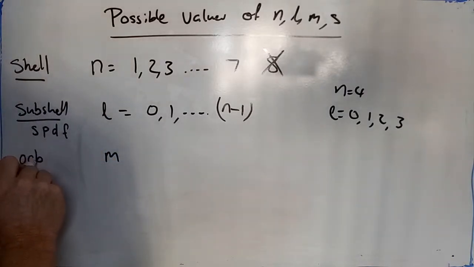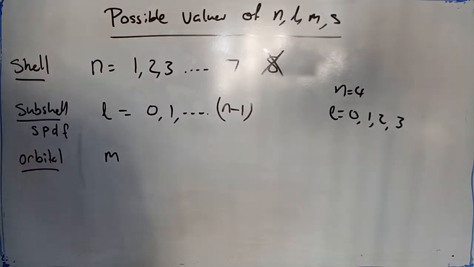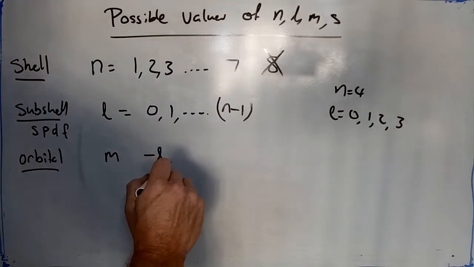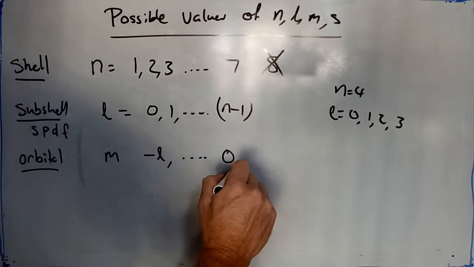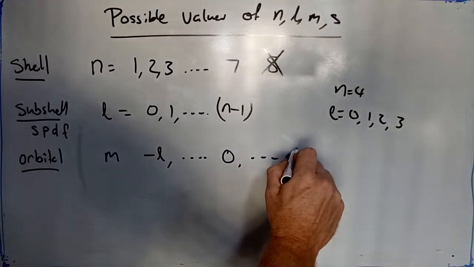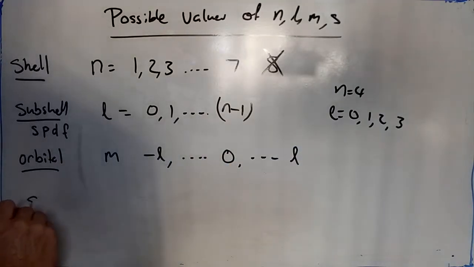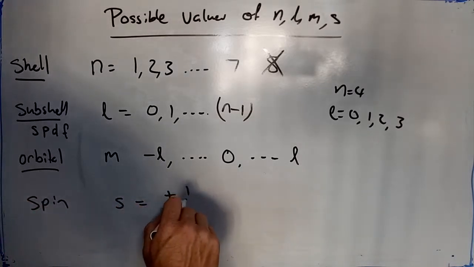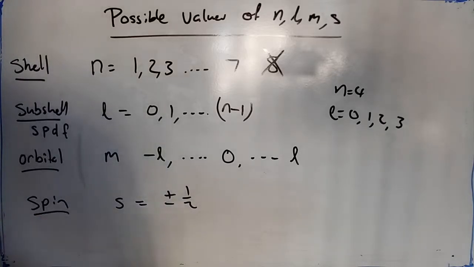m tells us about the orbital that the electron is in. The pictures we saw last time give us the shape of the orbitals. m can have any value from negative l up through 0 up to positive l. And s tells us about the spin. s can be either positive a half or negative a half.